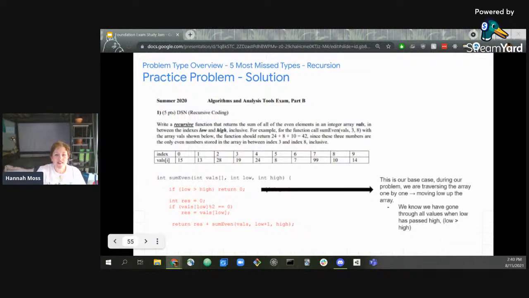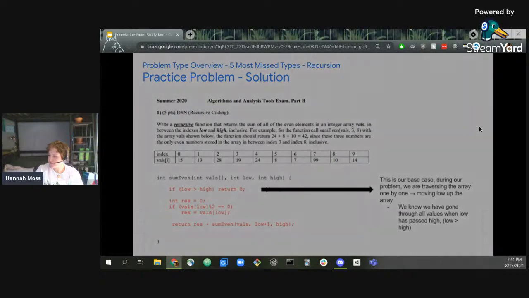So first, we see the base case given for our problem. During our problem, we're traversing the array one by one, tracking our progress and our current integer index by incrementing low each time we process a value in the array. So how do we know when we process the entire array? When low has passed high. High stays at the end value of the array consistently, so that we know when we've processed all the values, when we processed high too, shown by low being greater than high. So in our base case, we return 0 when we process the whole array, adding 0 to our sum because we've processed all of the integers.